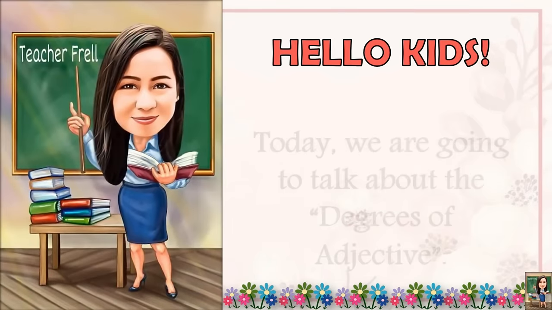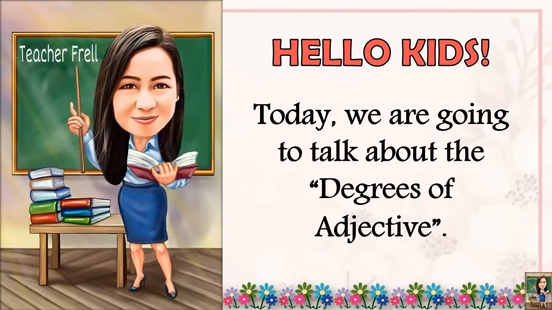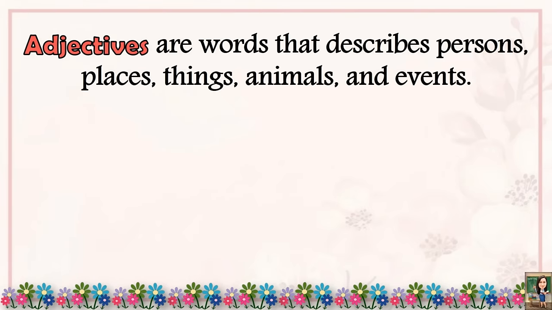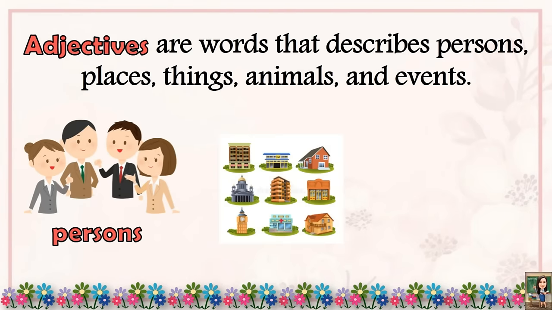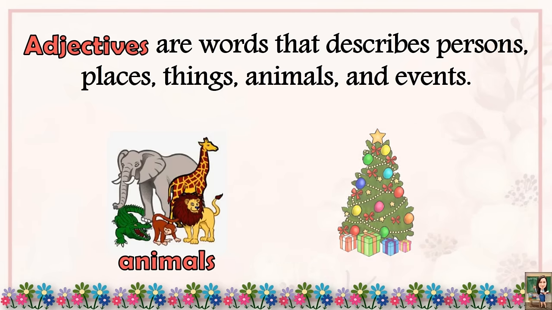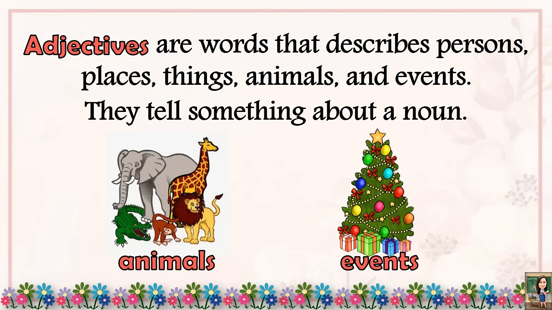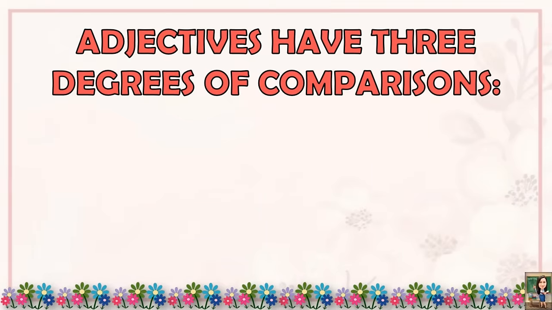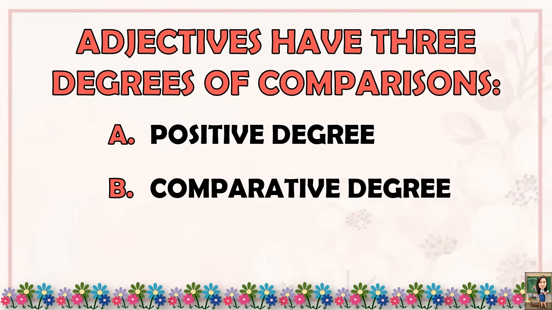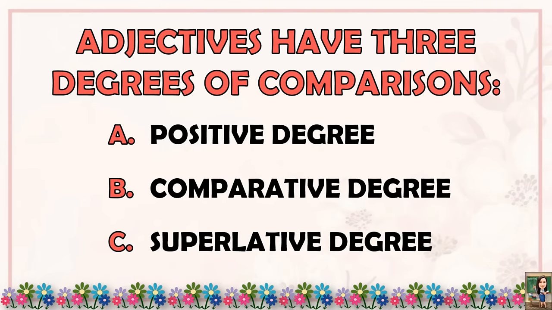Hello kids! Today, we are going to talk about the degrees of adjective. What is adjective? Adjectives are words that describe persons, places, things, animals, and events. They tell something about a noun. Adjectives have 3 degrees of comparisons. These degrees are positive degree, comparative degree, and superlative degree.